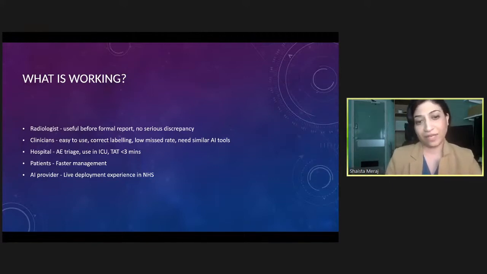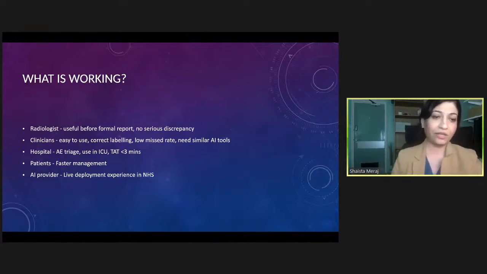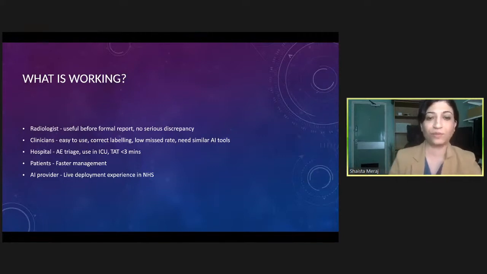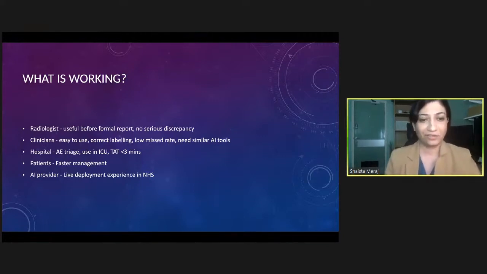Hospital is benefiting as the patient management is faster. The turnaround time for chest x-ray report is now less than 3 minutes, when normally it could be 2 to 10 days. The AI company is benefiting from having a live deployment experience in the NHS, the first of its kind.